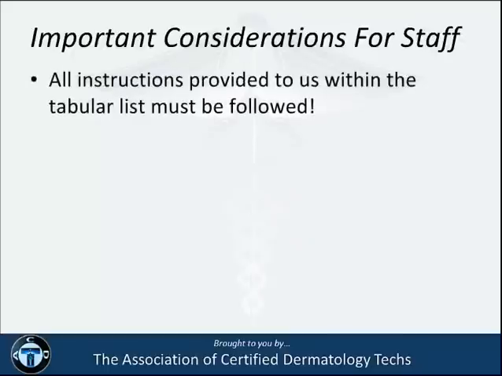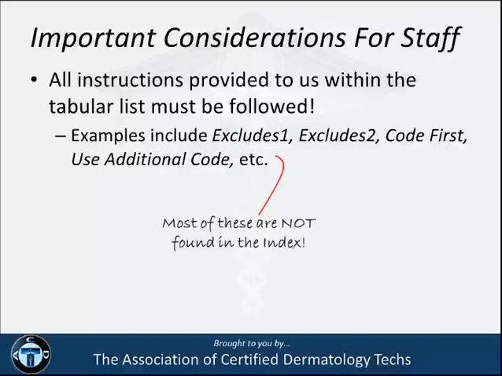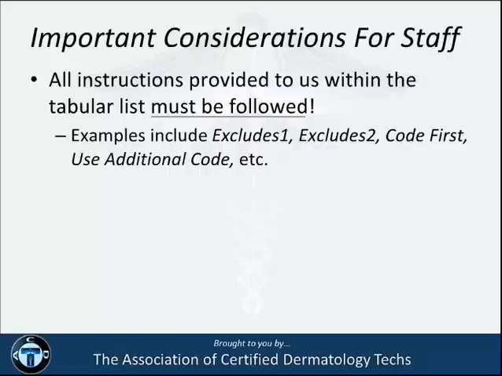And finally, all instructions provided to us within the tabular list must be followed. Examples include the Excludes 1 notes, Excludes 2, Code First, Use Additional Code, etc. We've already touched on these, but the point here is that first, most of the instructions are not found in the index, which is why we should always refer to the tabular list for the final code selection. But also, the instructions they provide are not put there as suggestions. They are a requirement that must be followed for selecting the correct code.